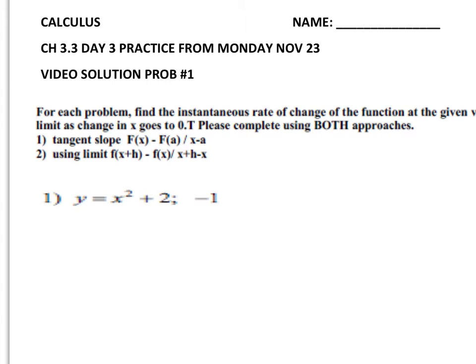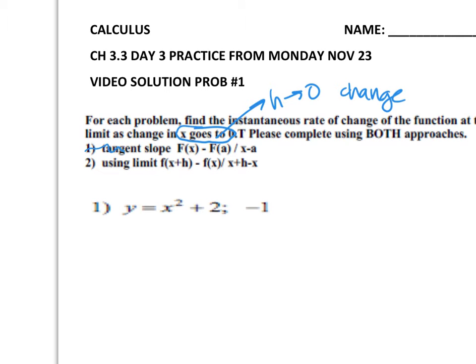This is the video solution for problem number 1 on the homework we had last week. First things first, a couple things need to happen here. This x going to 0 should actually be h going to 0, because h is the variable we use for change. And this next one, number 1, we really don't have enough information to do that. One more thing I want to change, and let's just change that to f of x.